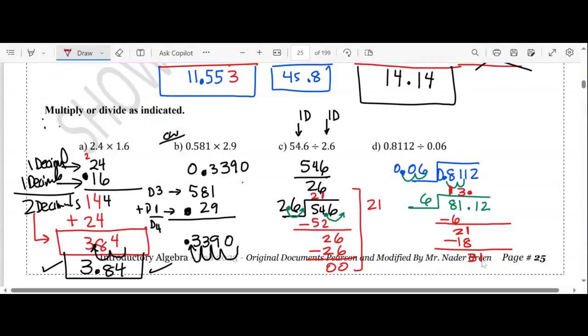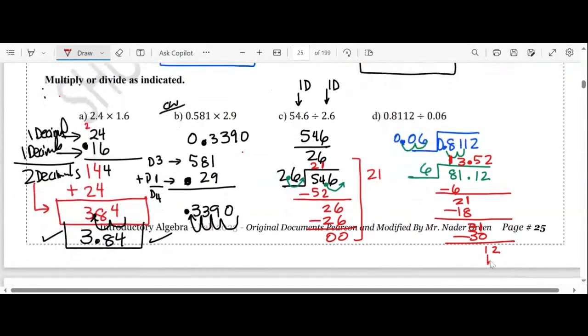So you bring the next number. So you have now 31, correct? 6 goes to 30 now. 31, how many times? 5 times 6, 30. Subtract, you get what? 1. And you bring down the 12. 6 goes to 12 how many times? 2. 2 times 6? 12. 12 minus 12? 0. So your final answer is what? Is this clear or not clear?